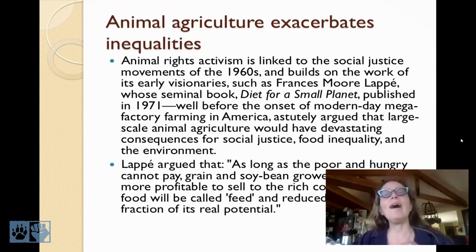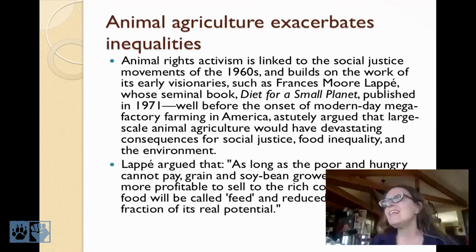What I found doing my reading is that animal agriculture actually exacerbates inequalities, and this has been pointed out for years in our movement. So it's linked to social justice movements, those that started in the 1960s and before, and it builds on important work done by so many people, including Frances Moore Lappé, whose book I'm sure you all know, Diet for a Small Planet, in which she argued that large-scale animal agriculture would have devastating consequences for social justice, food inequality, and the environment.